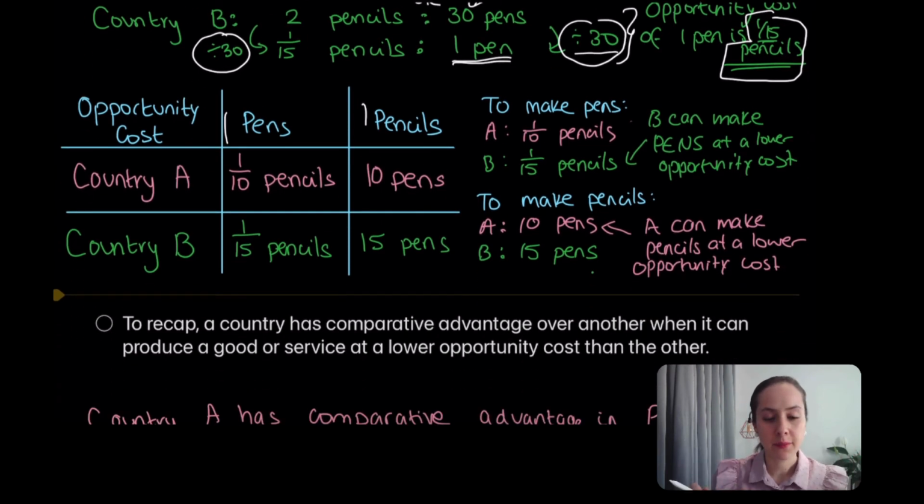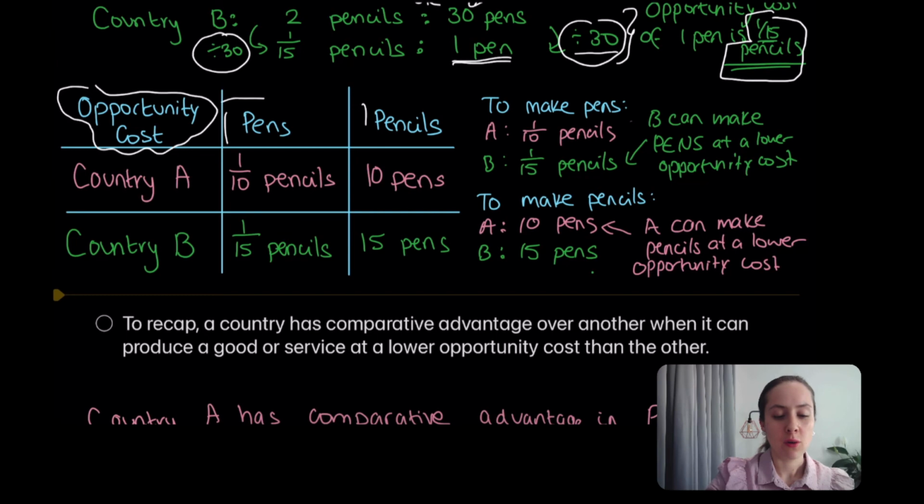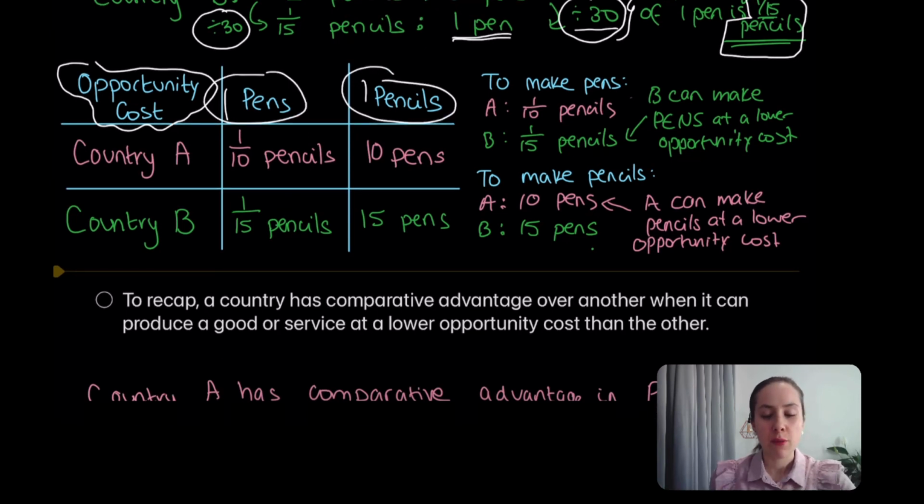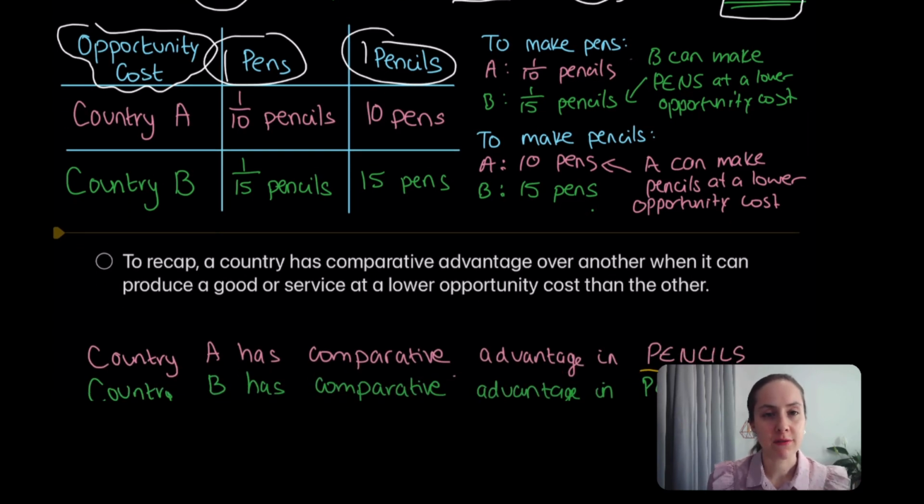And here's a summary. So we've got country A, country B's opportunity cost to make 1 pen and 1 pencil. Now we can apply the definition of comparative advantage, which is a country has comparative advantage over another when it can produce a good or a service at a lower opportunity cost than the other. And we are so lucky, we've done the hard work to get the opportunity cost. This is going to be really nice and easy.